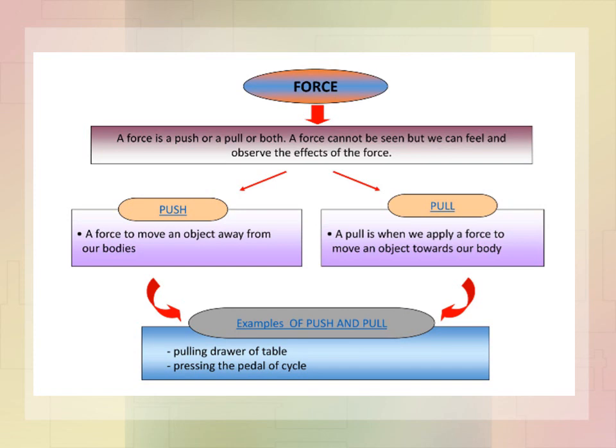So, force is nothing but a push or a pull or both. A force cannot be seen, but we can feel and observe the effects of the force. So, let's see what happens when an object is pushed or pulled. When we push, the object moves away from our body. When we pull, the object moves towards our body. Examples of push and pull are pulling the drawer of a table, pressing the pedals of a cycle, etc.